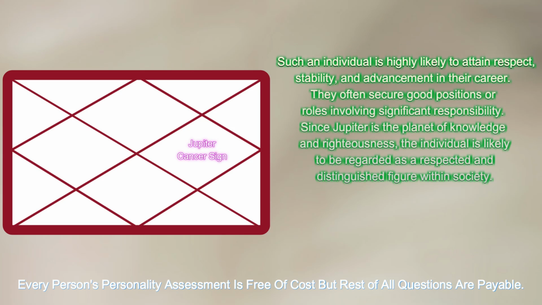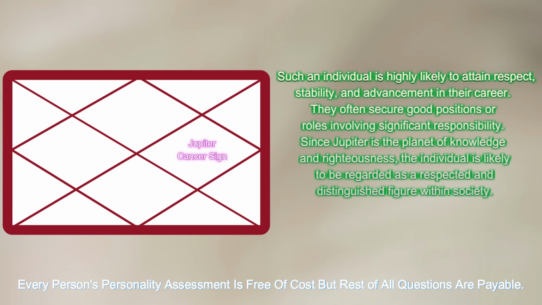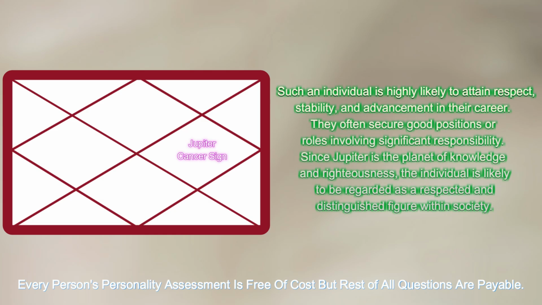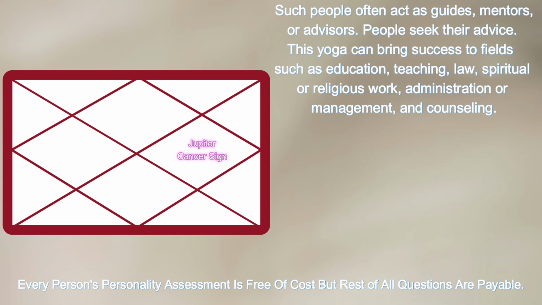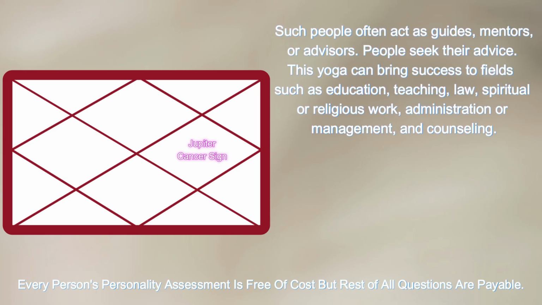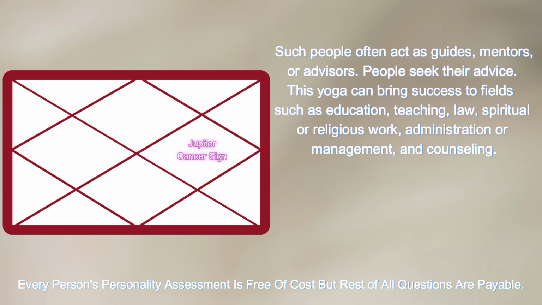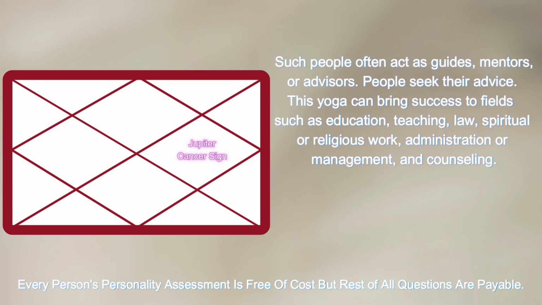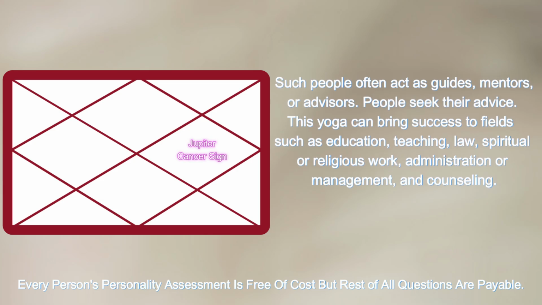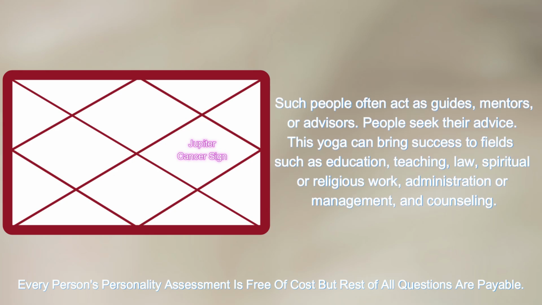Since Jupiter is the planet of knowledge and righteousness, the individual is likely to be regarded as a respected and distinguished figure within society. Such people often act as guides, mentors, or advisors. People seek their advice. This yoga can bring success to fields such as education, teaching, law, spiritual or religious work, administration or management, and counseling.